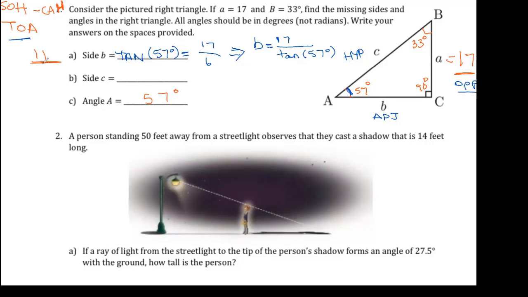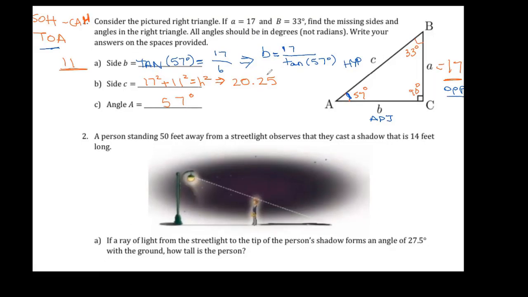You could use the Pythagorean theorem, which says 17 squared plus 11 squared is equal to h squared. And that's fine. There's nothing wrong with that. That would give me approximately 20.25. Let's do it using trigonometry, though. We have the opposite and we have the adjacent.